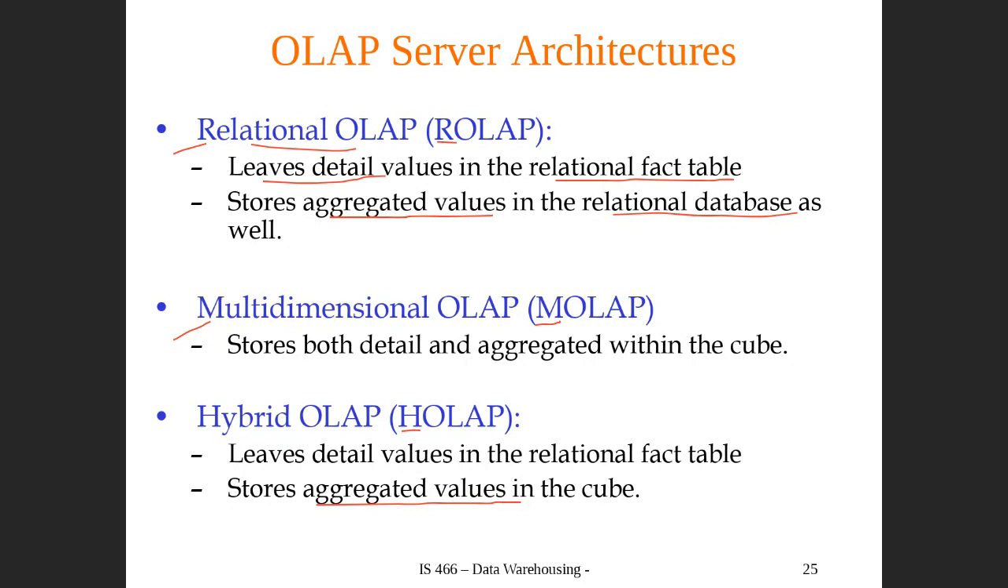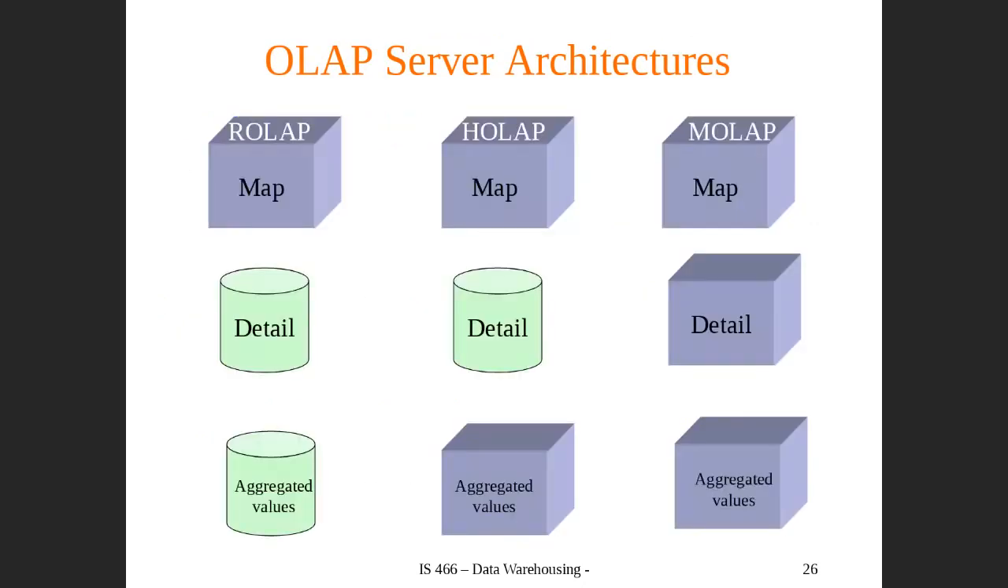Now we try to understand this concept of OLAP architecture with the model form of OLAP server architecture. As I just mentioned, in relational OLAP, both the detail value and the aggregate value are stored in relational database form. The cylinder shows the relation. The detail value is stored in the relational fact table, and the aggregate value is stored in the relational database as well.